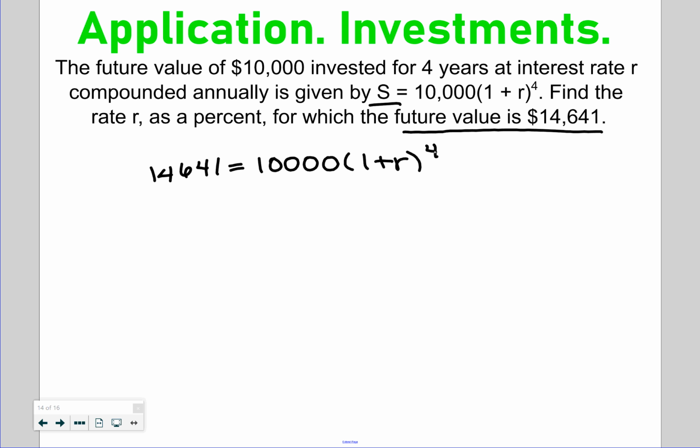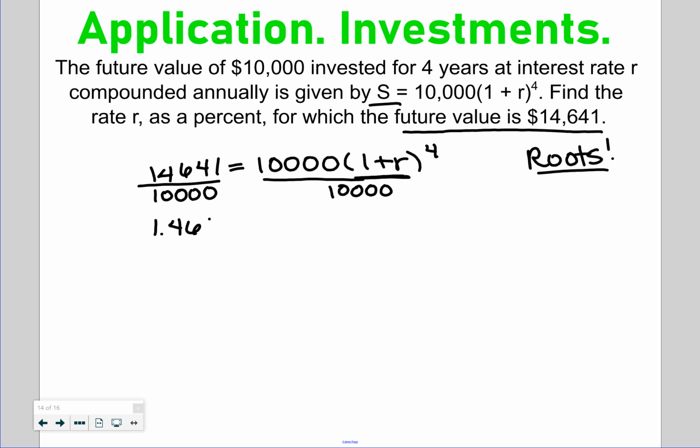Now I could make this equal to 0 to start, but I have one variable here and I have a power. This is a good candidate for roots anytime you have these investment problems. To solve with roots, remember whatever's taken to the power, so the parentheses here, we need to get alone. So I'm going to first divide both sides by 10,000. That's going to give me 1.4641 equals 1 plus r to the 4th.